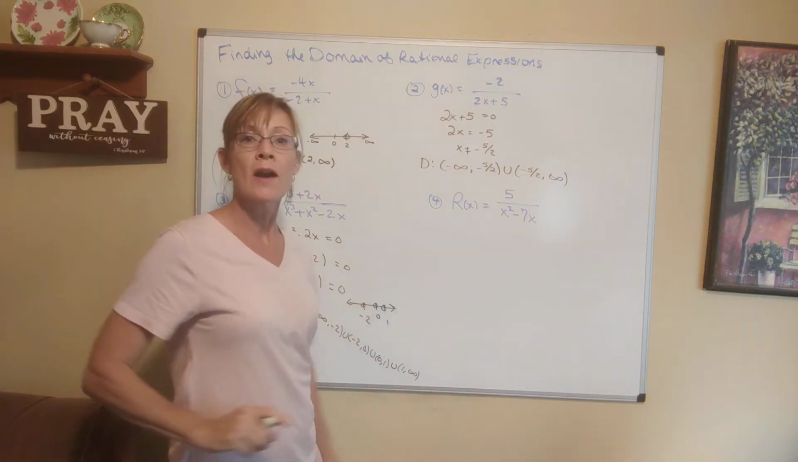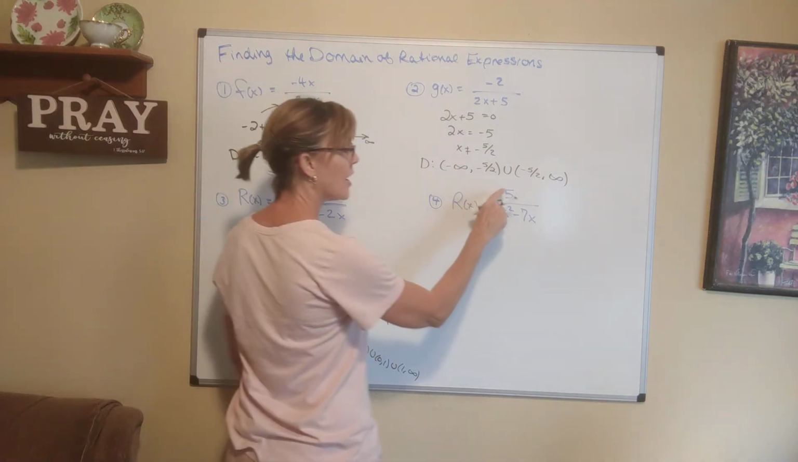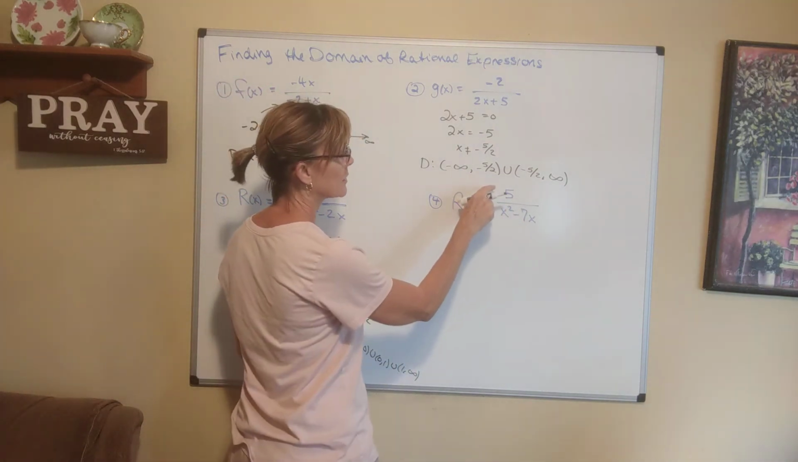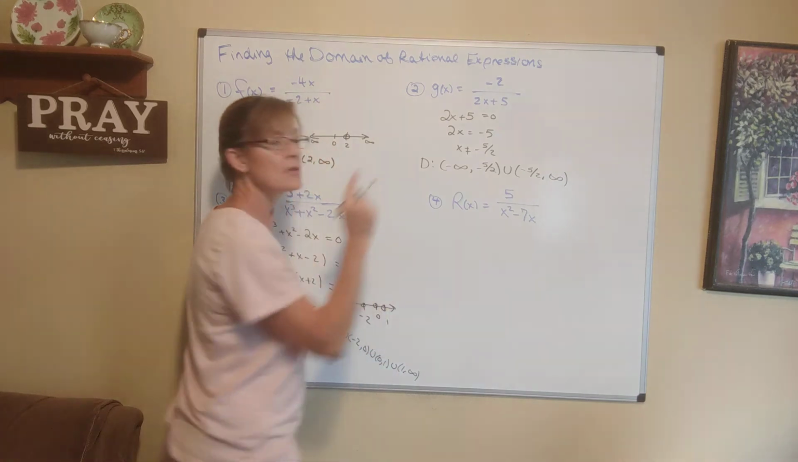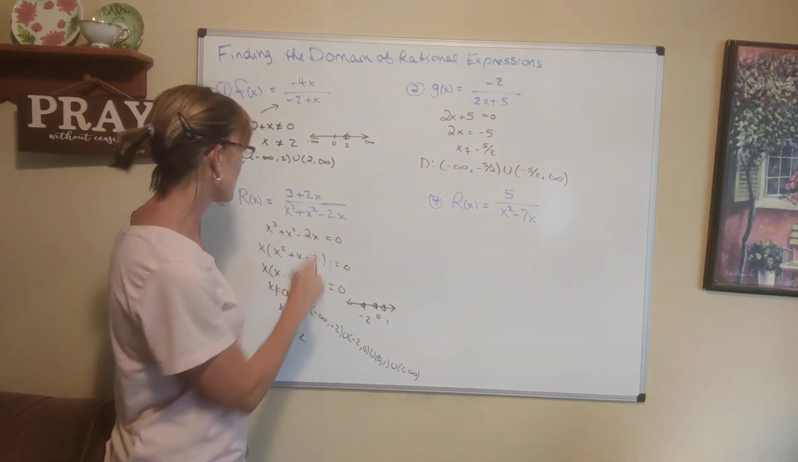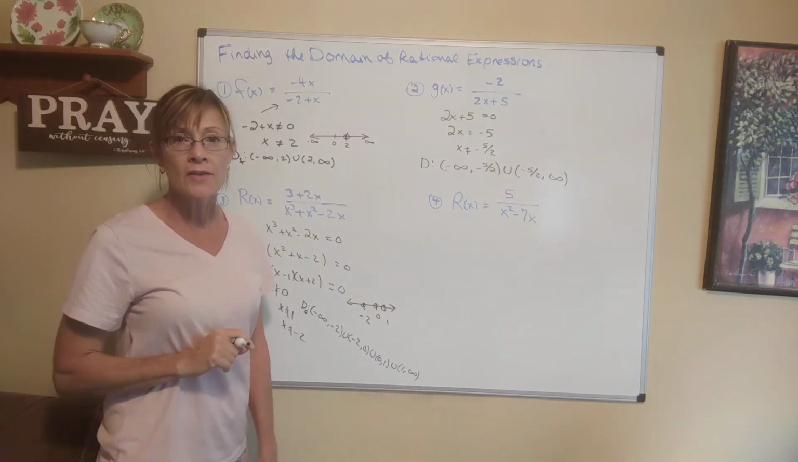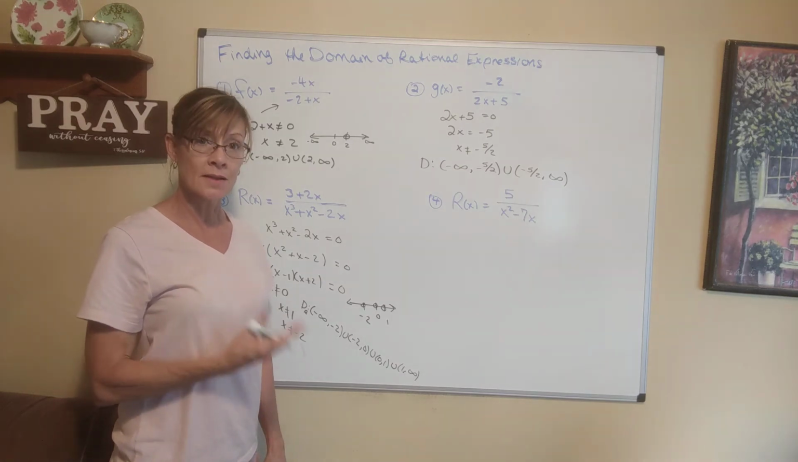Over here, this one won't be quite as bad. 5 divided by this: we don't divide by the numerator, so don't worry about the numerator. Notice I don't even look at the numerator in any of these when I'm trying to find the domain. I'm only worried about the denominator.